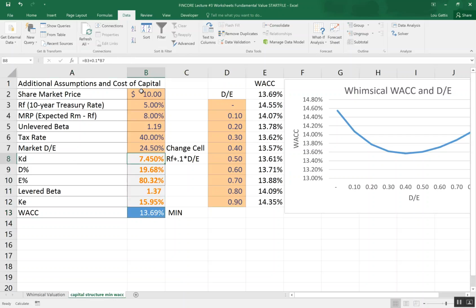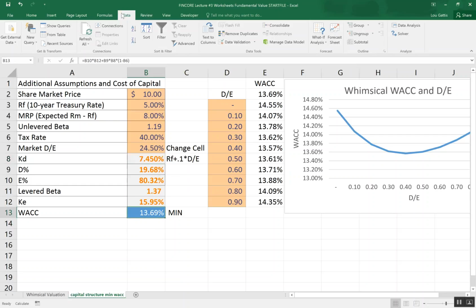Now I made a big change here. I just tried to come up with a stylized, in other words a very simple, model for cost of debt. Let's assume the cost of debt is equal to the risk-free rate plus 10% times the D/E ratio. It's the idea that investors in your bonds want at least the risk-free rate plus some compensation for how risky you are, so we'll assume they want 10% times your D/E ratio. That gives me a 7.45% cost of debt, and that gives me a 13.69% WACC.